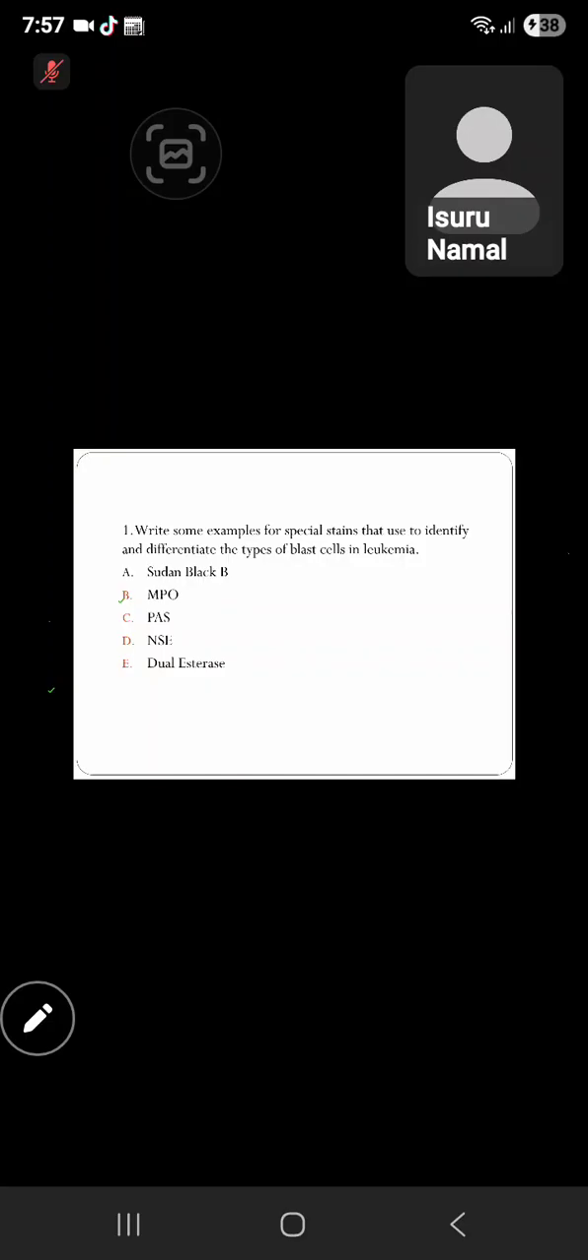Next one, the dual esterase staining technique, is used to differentiate monoblast as well as myelocyte, which are present in the same smear in the case of AML-M4, myelomonocytic leukemia. In myelomonocytic leukemia, you can see monoblast, monocyte, as well as myelocytes in the bone marrow smear. Then you can identify these monoblasts as well as the myelocytes in the same smear by using this dual esterase technique.